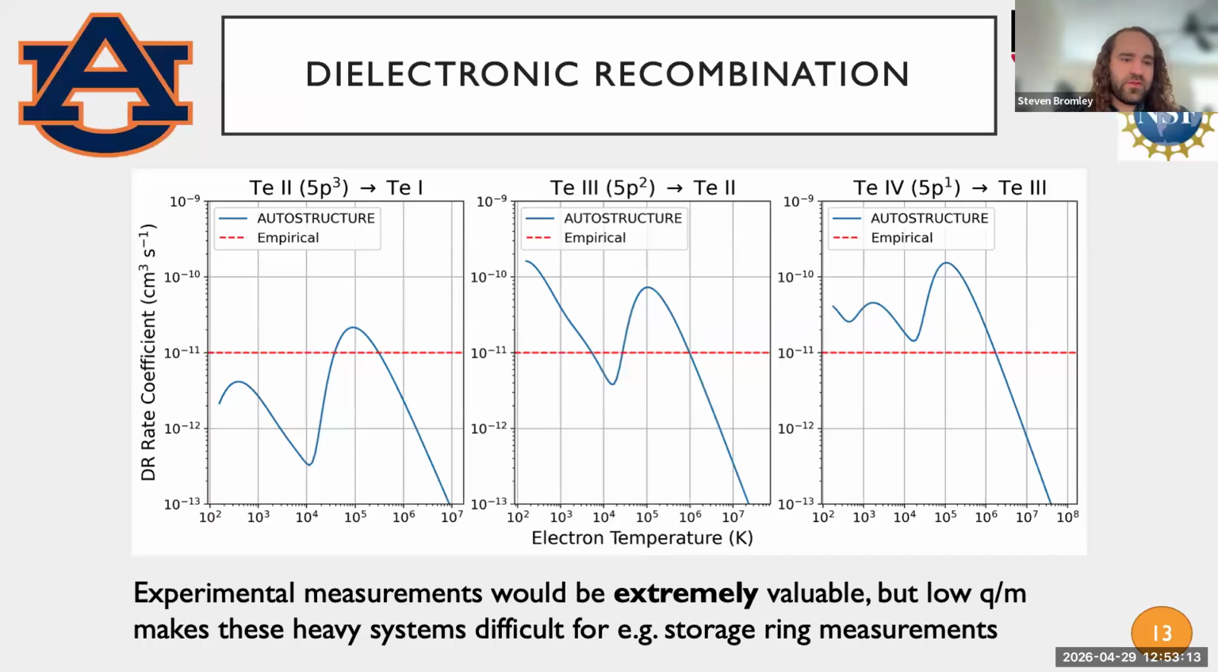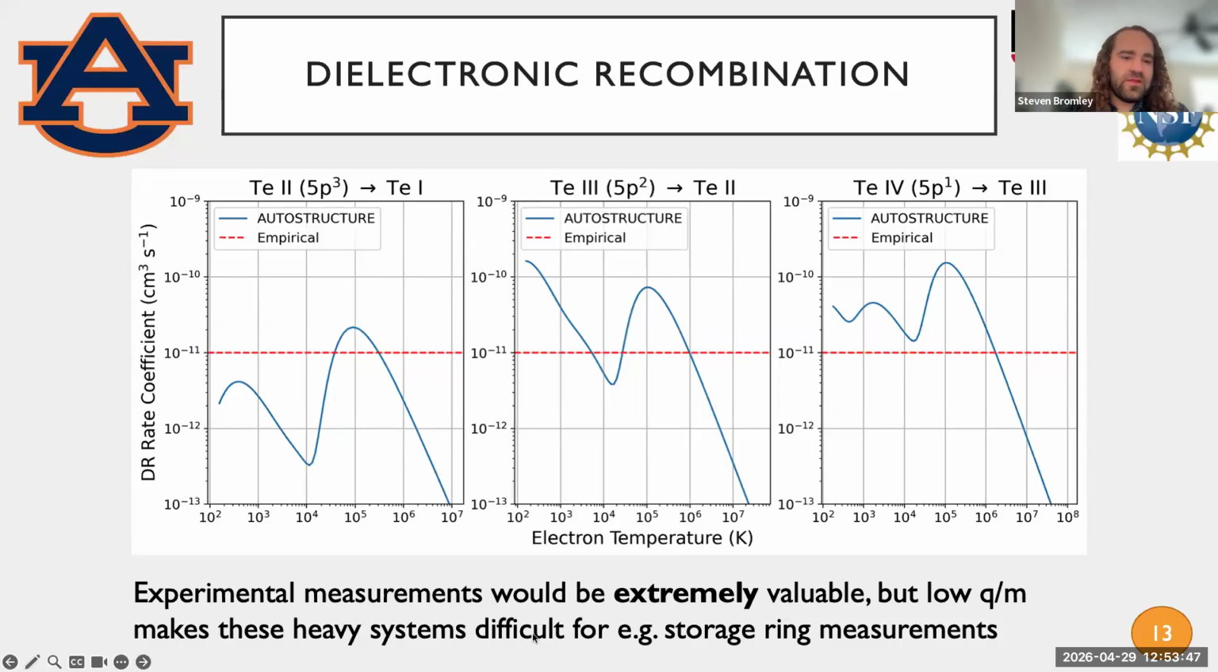I'm showing here dielectronic recombination rate coefficients as a function of temperature for a couple different tellurium ions. That's our data here in blue. And what I'm showing in red is our order of magnitude estimate that is often used in some of these kilonova models when data doesn't exist. And so in some cases, around a few thousand Kelvin, like in the case here for tellurium 3, it's actually fairly close to this empirical value, but in other cases we can be off by factors of a few or even an order of magnitude. And this can have a very large impact on an ionization balance.